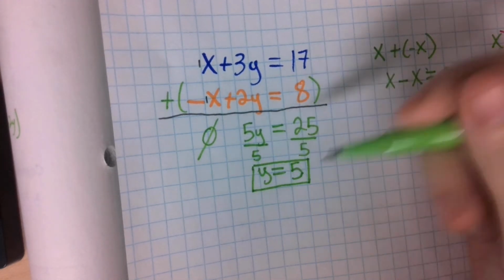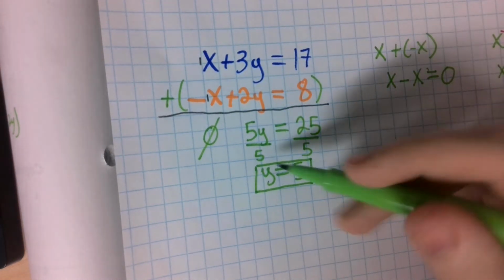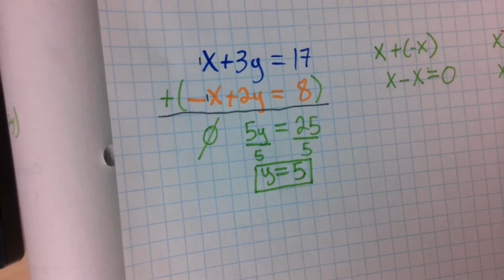So far you got 1 point if you figure out we had to add the x's to eliminate them. You got another point for getting y equals 5. Let's see if we can go for 3.